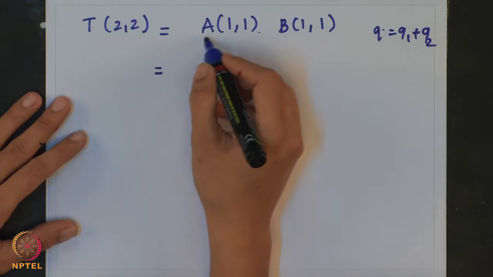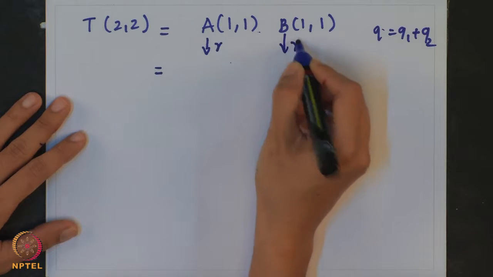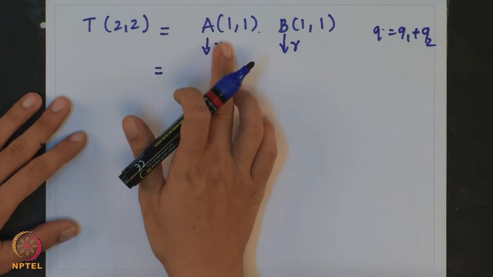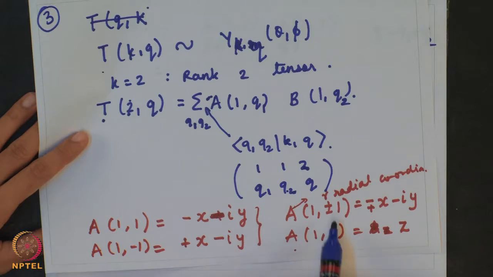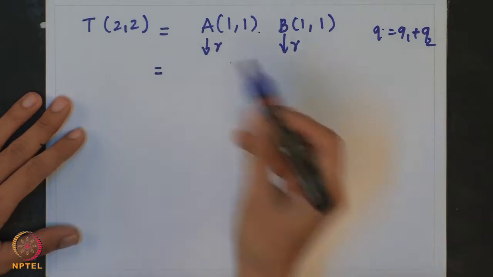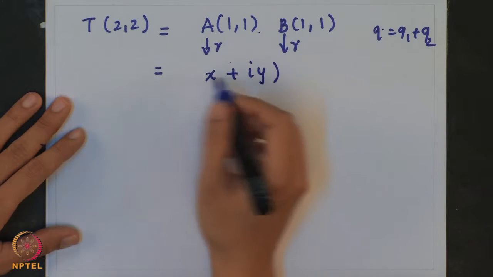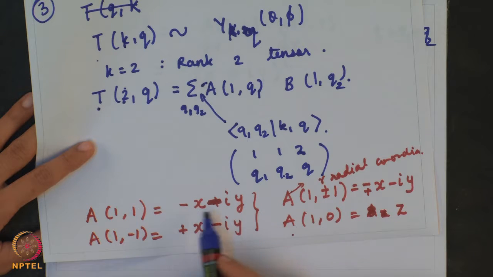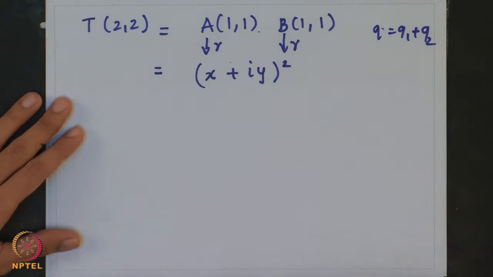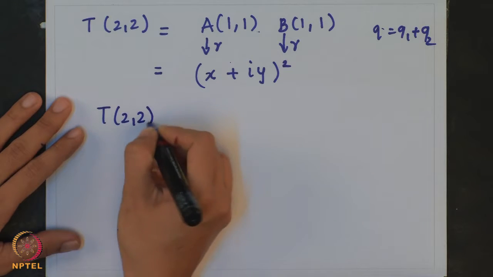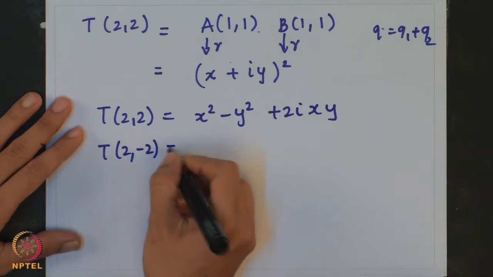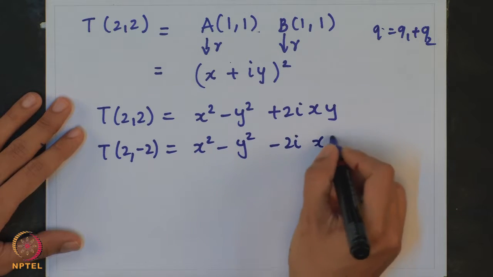So if I assume that these are the radial components only, A goes to a radial component, B is also a radial component, then my A 2 comma 2, when I write in terms of the previous thing which I showed you, 1 comma 1, I will have simply x plus iy the whole square, correct. So I will have x plus iy into x plus iy, so this will be minus x minus iy. When I square it, I get x plus iy the whole square. Now you know how we can write this 2 comma 2 as x square minus y square plus 2i xy, and similarly 2 minus 2 is written as x square minus y square minus 2i xy.